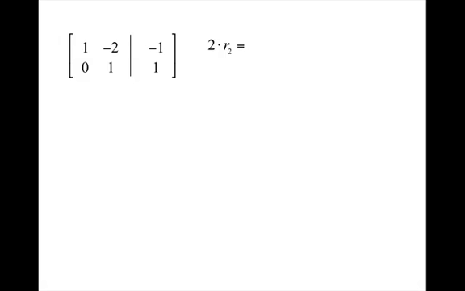And then I add this to the row I want changed. I want to change row 1, so I'm going to add this to row 1. And this is going to become my new row 1. So 2 times row 2 is 0, 2, and 2. Row 1 was 1, -2, -1.